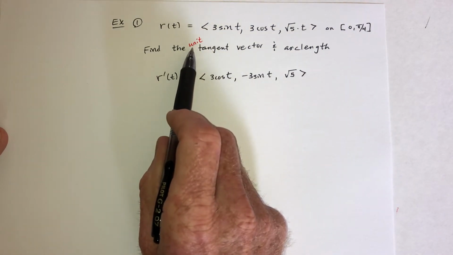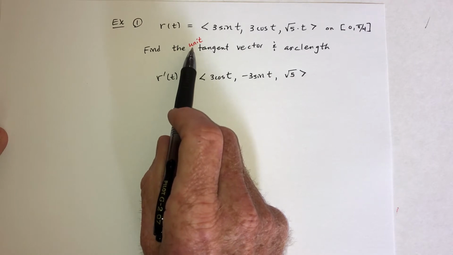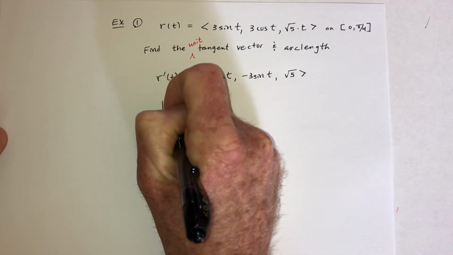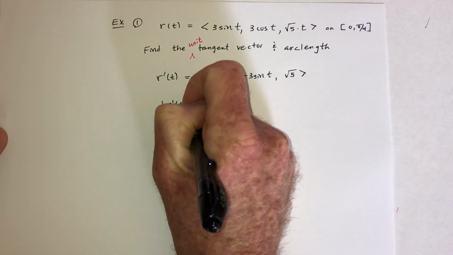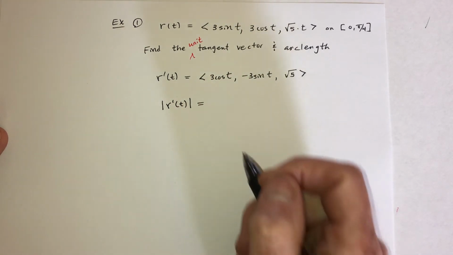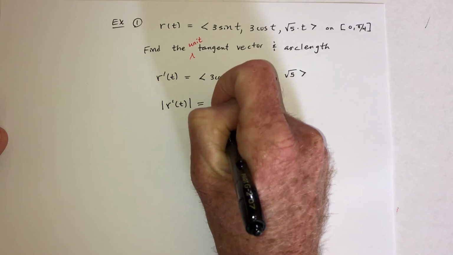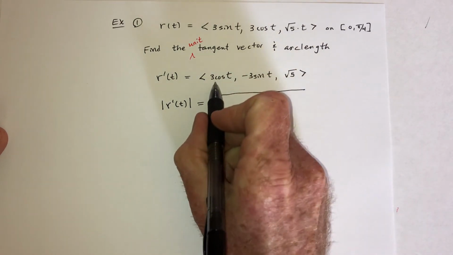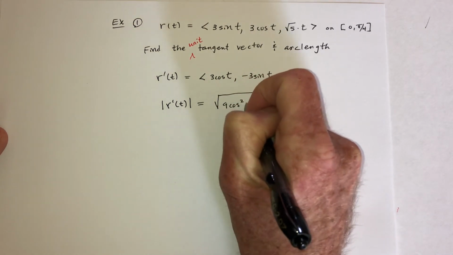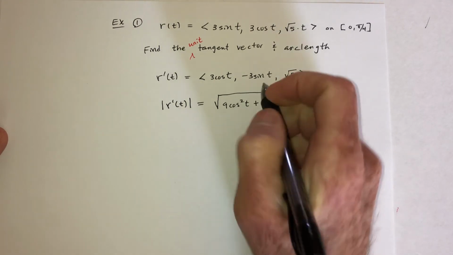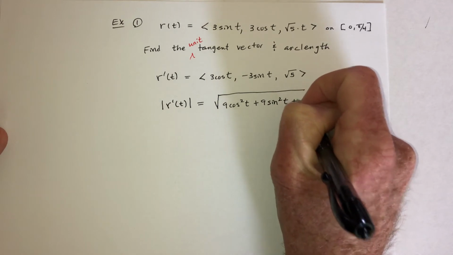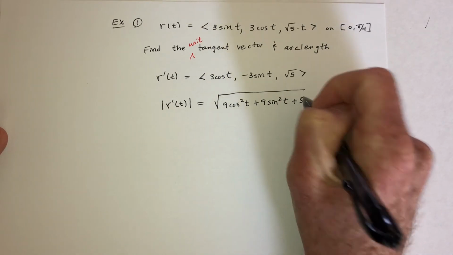Unit means make it a length of 1. So what you need to do is then divide by the length. So the length, which is actually good because that is what we're going to need to integrate, so we're going to have to find it anyway. So the length is going to be the square root and then square each component. So this one is going to be 9 cosine squared. And this one will be 9 sine squared. And when you square that one, it's just going to be a 5.